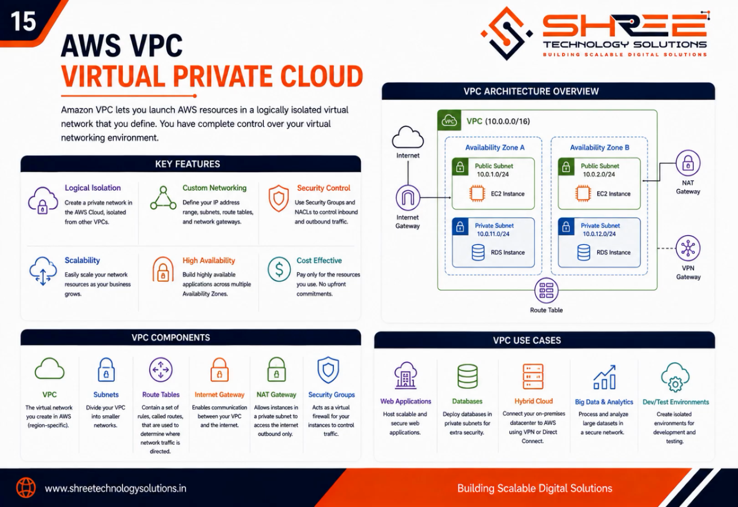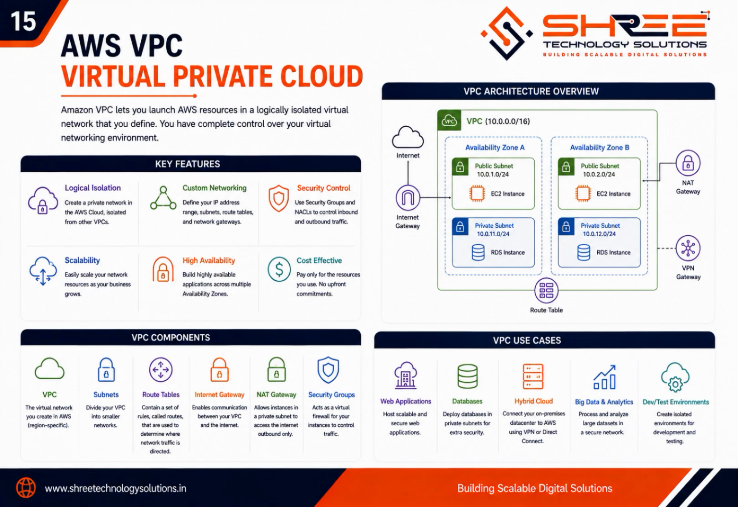Key VPC components include subnets, which divide your network into public and private areas. Route tables determine where network traffic is directed. An internet gateway enables two-way communication with the internet, while a NAT gateway allows private subnets to access the internet safely for outbound-only updates. Security groups act as a virtual firewall for your instances.